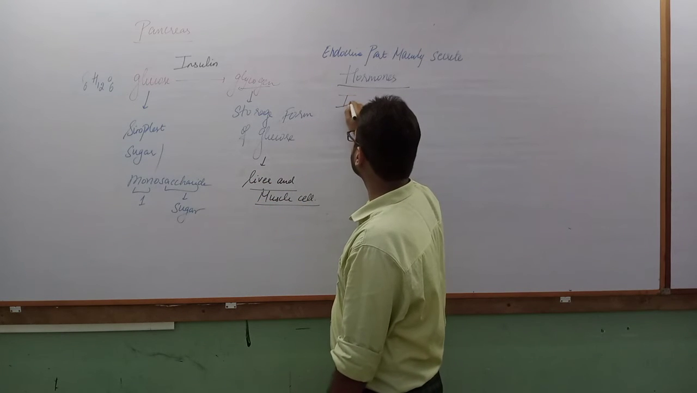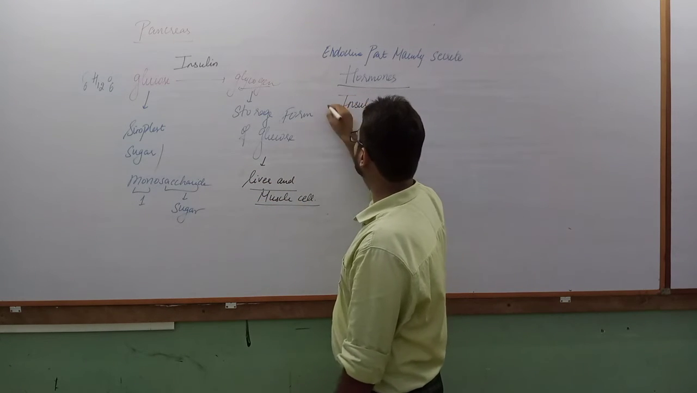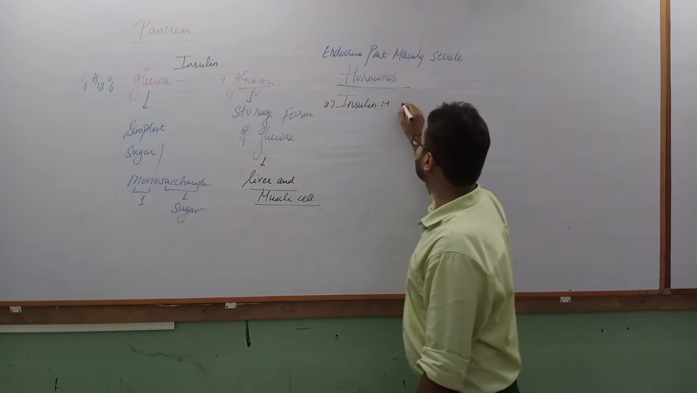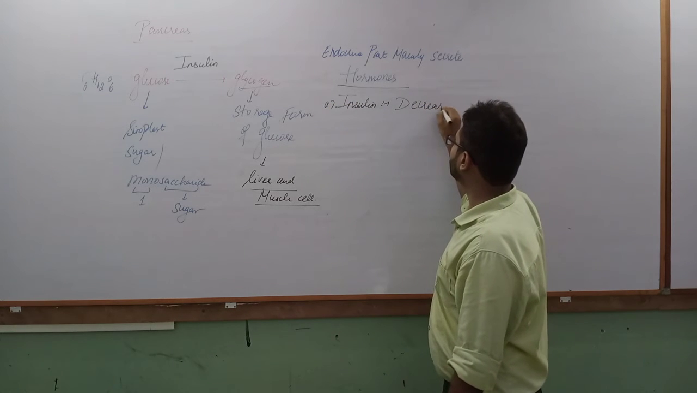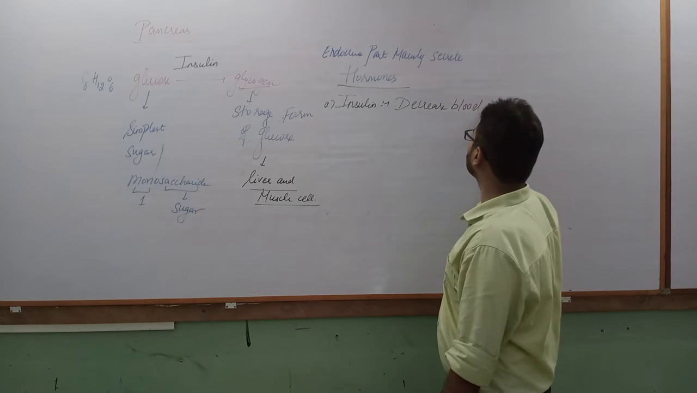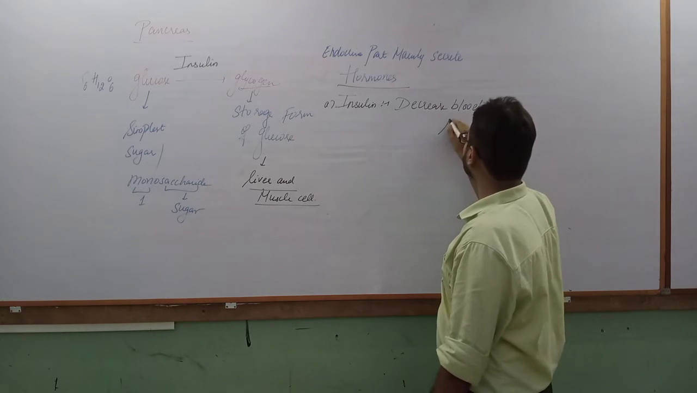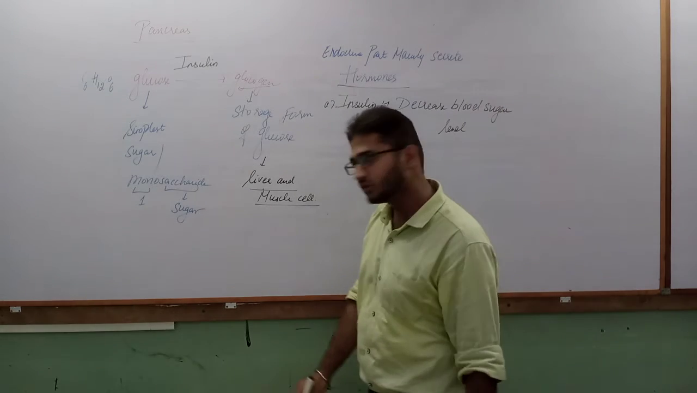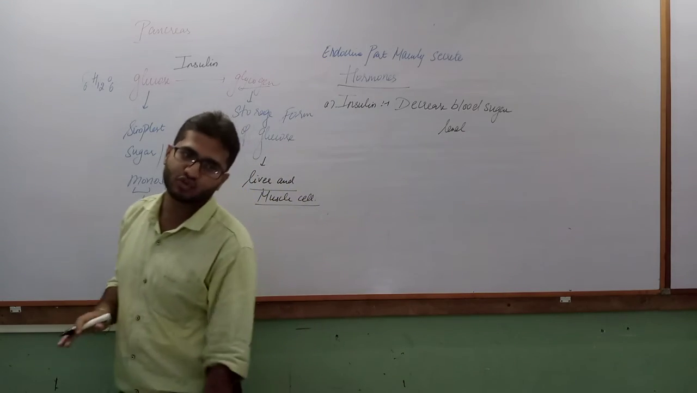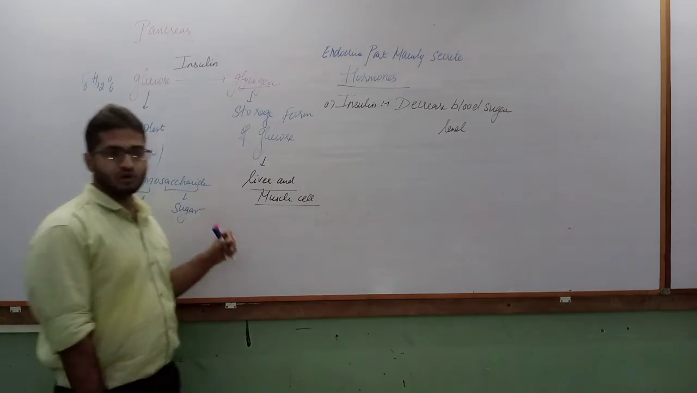So insulin's role is to decrease blood sugar level. Insulin's role is to decrease blood sugar level. This is the role of insulin.